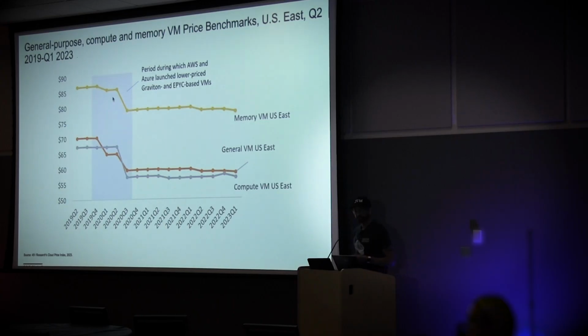Okay. Now, how many people are familiar with what Graviton and Epic-based CPUs are? A few people know. Okay. So Graviton is basically ARM64-based CPUs. Okay, and Epic are AMD-based x86 CPU architectures. Okay.